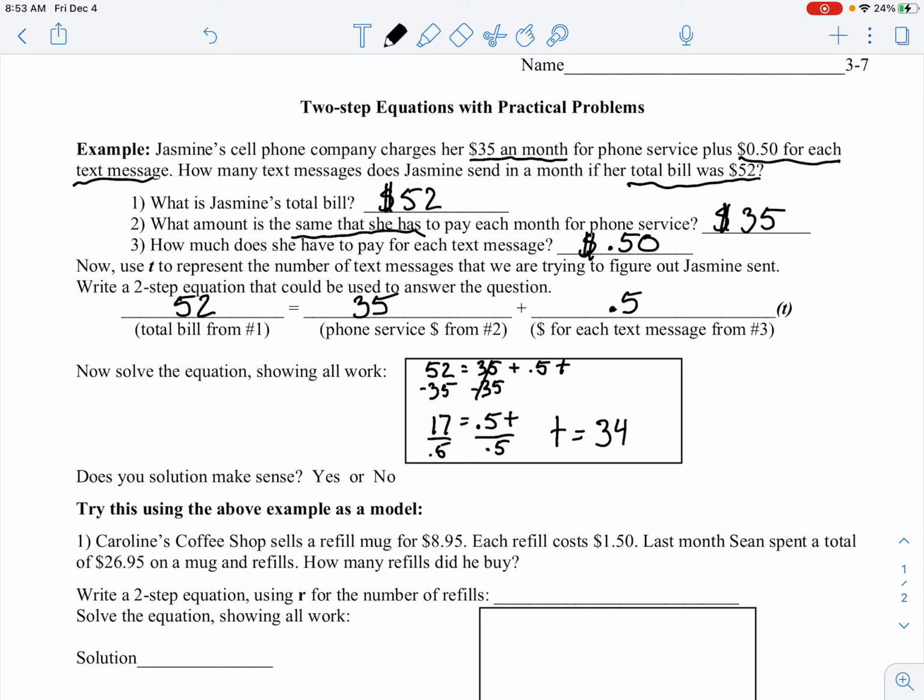And does that make sense? Well, I hope it would, because 50 cents per text is going to be $17. Of course, we can work the other way around from what we did to get to our point here. So $17 for 34 texts plus the $35 for the service, so that makes perfect sense. 34 text messages is what she sent.